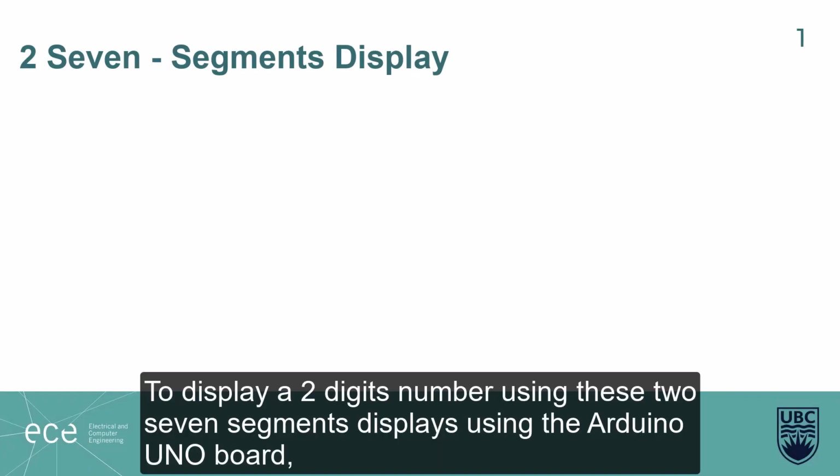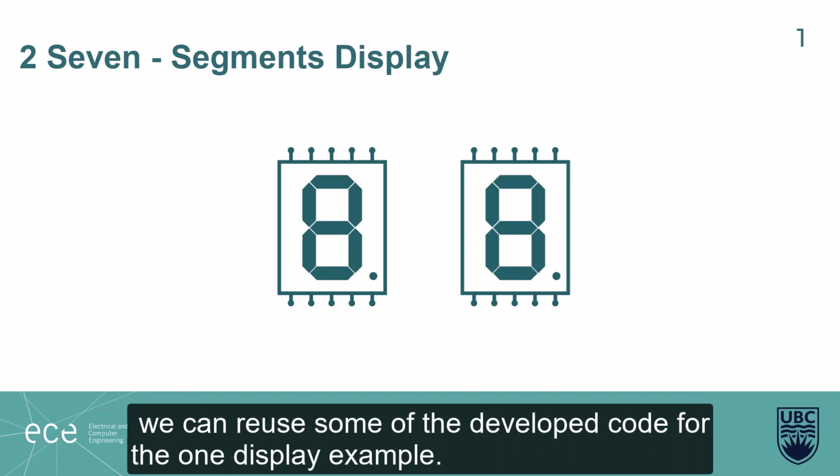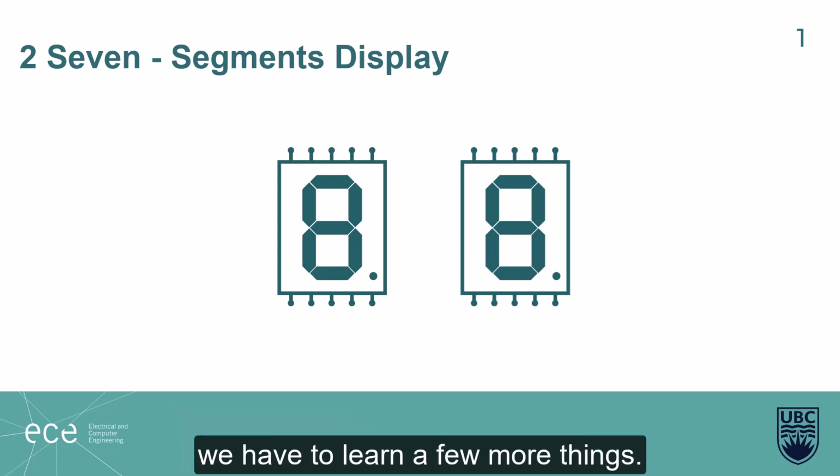To display a 2-digit number using these two 7-segment displays with the Arduino Uno board, we can reuse some of the developed code for the one display example. But to do the full implementation of this particular example, we have to learn a few more things.